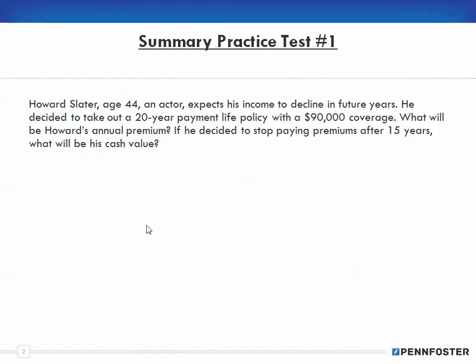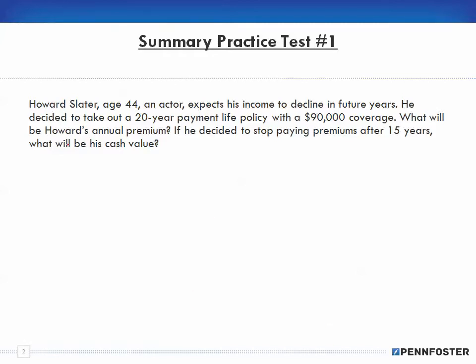Here we go. It says Howard Slater, age 44, an actor, expects his income to decline in future years. He decided to take out a 20-year payment life policy with a $90,000 coverage. What will be Howard's annual premium? And if he decides to stop paying premiums after 15 years, what will be his cash value?